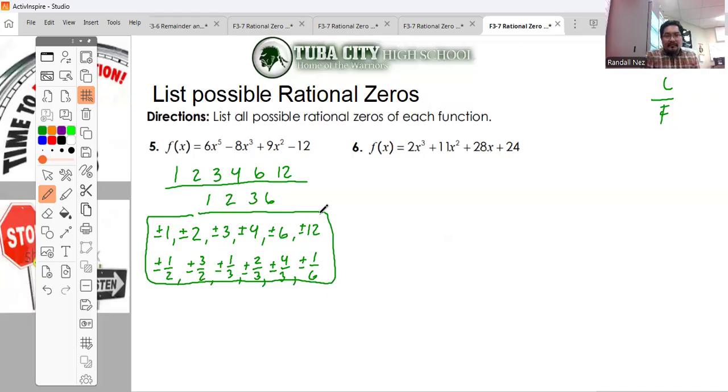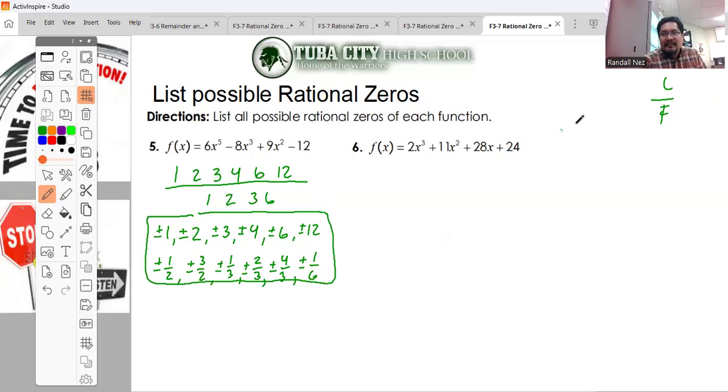So we got about, let's see, 12, 24. We got 24 possible zeros that we could use. So, yep, that's a lot of zeros, 24 possible zeros. Okay. All right. So again, we've got to make sure not to get any duplicates and make sure not to get any of them that are going to be the same. So let's go ahead and move on over to the next one.